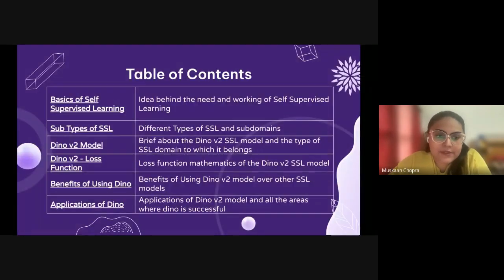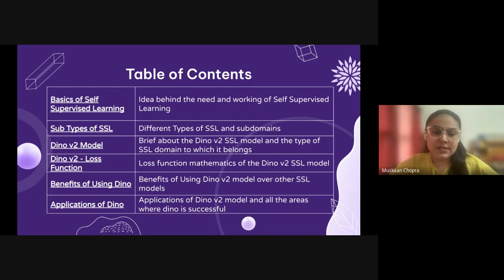So let's hop into the table of contents for today. We will first cover the basics of self-supervised learning, the idea of why we need self-supervised learning and why the existing techniques were not enough for computer vision. Then I will give you a brief overview of the different types of SSL and its subdomains.